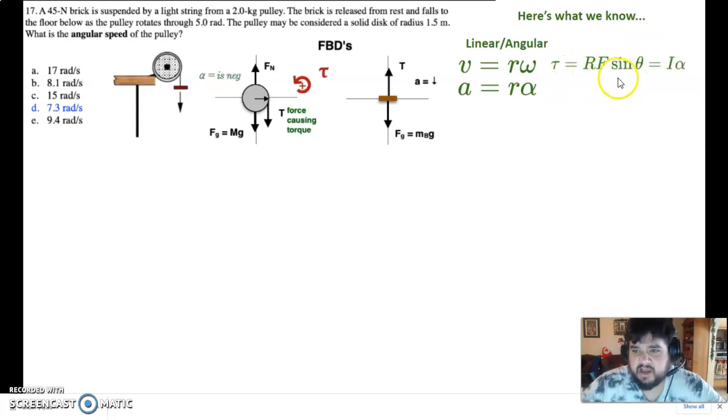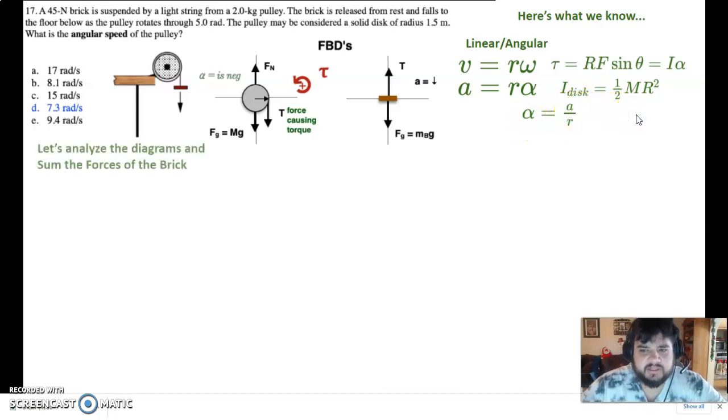And then the torque, tau equals R F sine of theta equals I alpha. And the moment of inertia of a solid disk is 1/2 m r squared. And alpha is equal to the acceleration over the radius. So let's analyze the diagrams and sum the forces on the brick.